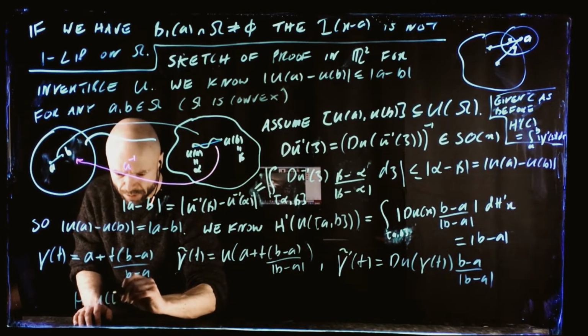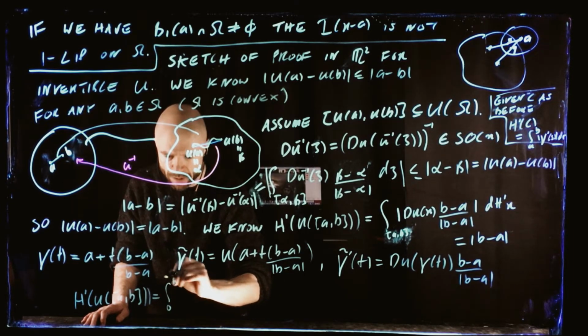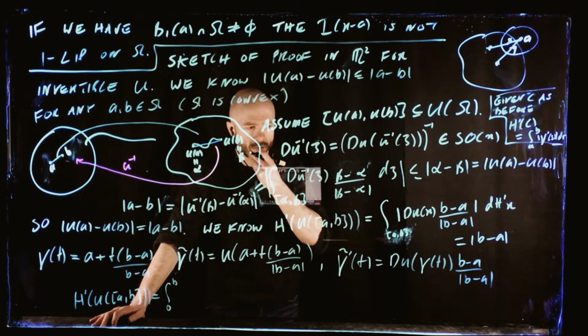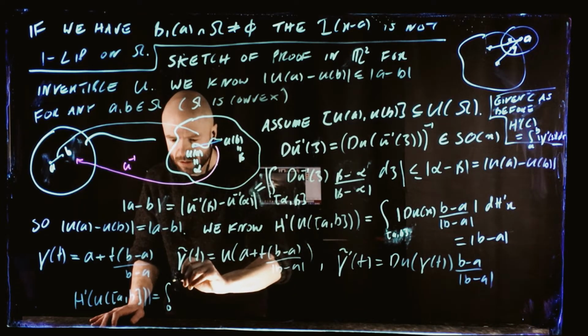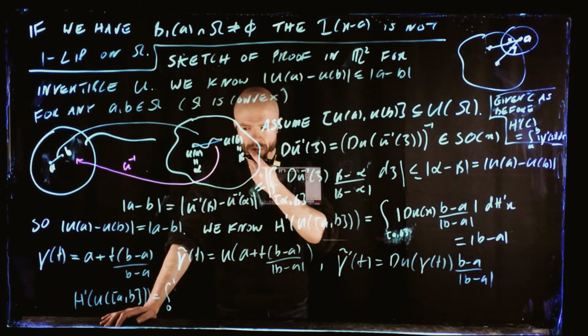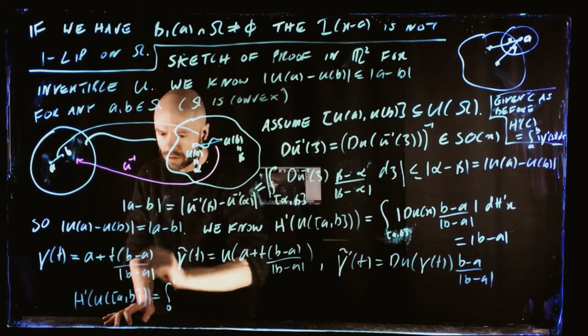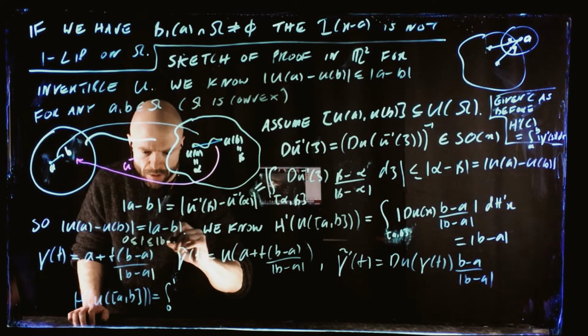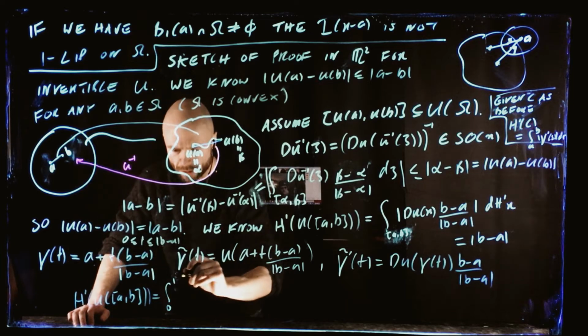And then directly from this definition, H1 of u of AB is the integral, right, if we differentiate this, so this is not from 0 to 1, this is from 0 to the absolute value of B minus A, okay? For t between 0 and the absolute value of B minus A. So when we're at 0, we're at A, and when we're at the absolute value of B minus A, we are at B. Yeah? Cool, so it's like this.